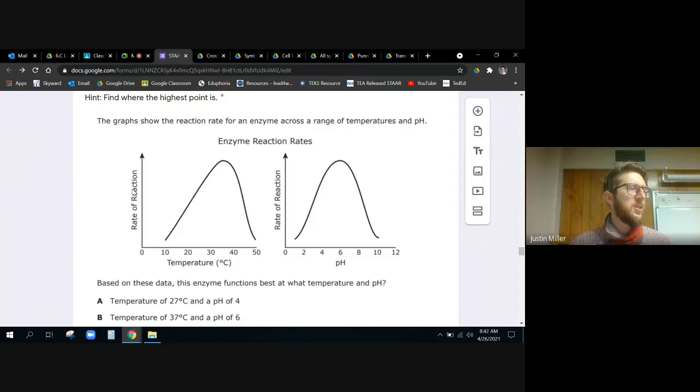Rate of reaction just means how fast is the reaction happening. If it's happening faster, then that means it's more active. So the highest point is going to be the highest rate of reaction or the highest amount of activity. And what temperature does the highest amount of activity appear to be happening at? And what pH does the highest amount of activity appear to be happening at?